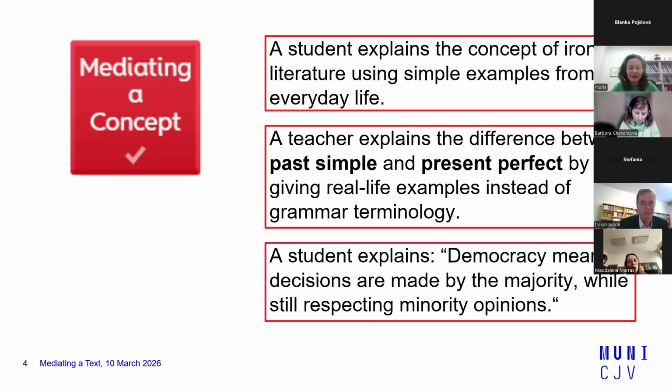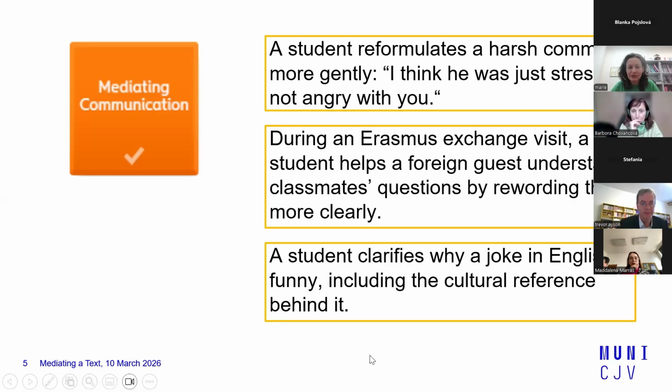So let's have a look at the first concept, which is mediating, in fact, a concept. These examples illustrate situations when students have to explain, for example, the concept of irony. They need to explain a broad concept of democracy, or there is a situation in which a teacher explains the difference between past and present perfect tenses.